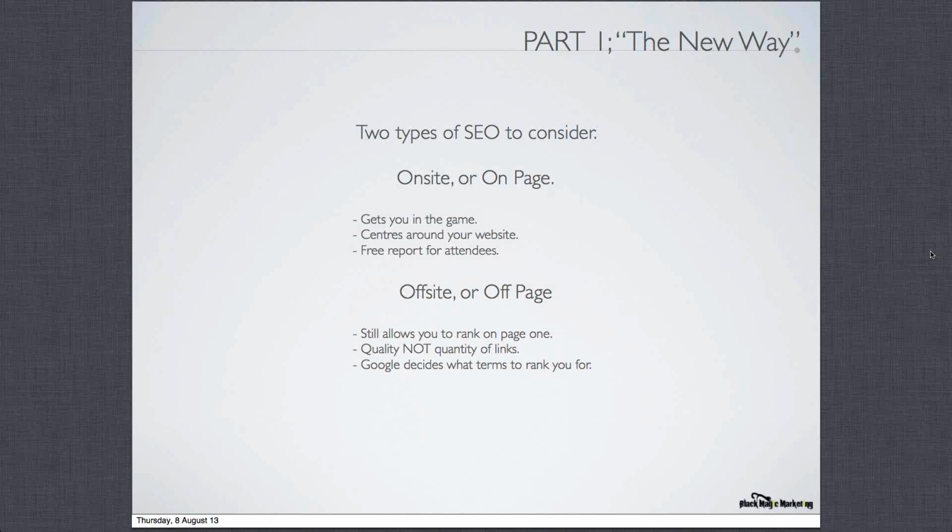And off-site still allows you to rank, because there are still web search rankings, and it's quality of links, not quantity, anymore. Google actually decides what terms to rank you for. It's no longer about "I want to rank for golf clubs, so I'm going to build all these links about golf clubs." If you follow a natural link building profile, which we'll cover in depth in the off-site section, Google decides based on your website what to rank you for. It's gotten to the point where it knows what you're about and will rank you for half a dozen terms without you really doing anything around those terms. It's gotten that sophisticated.